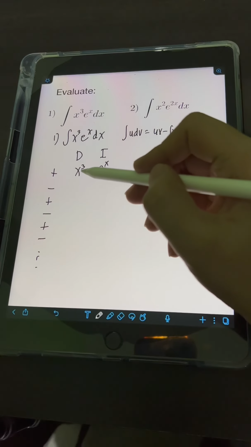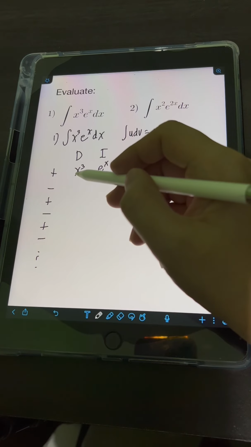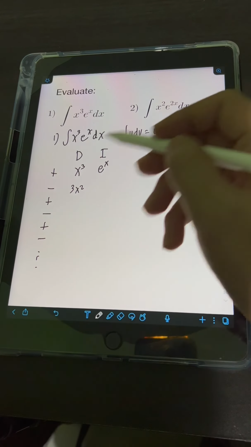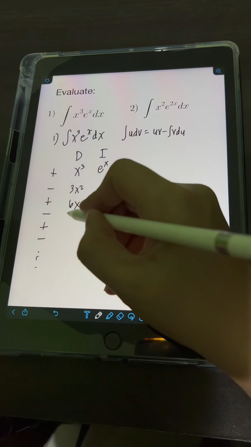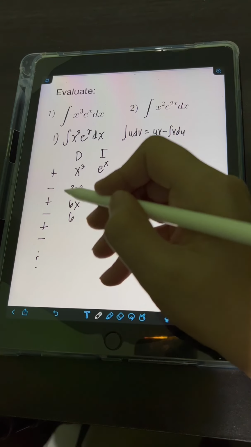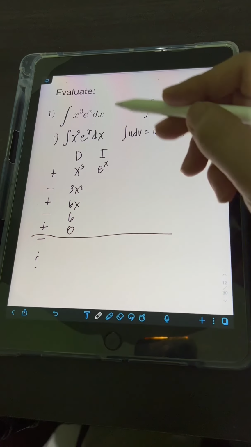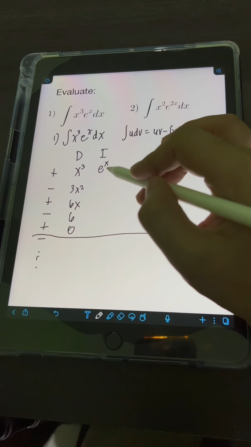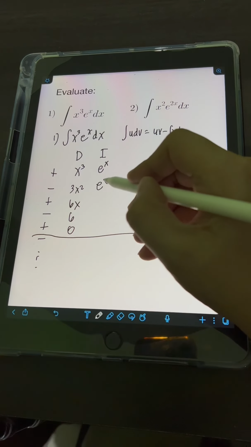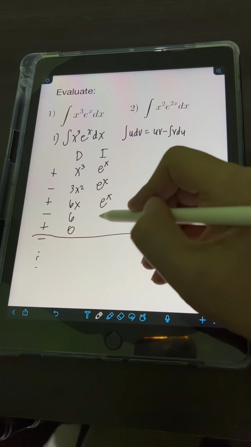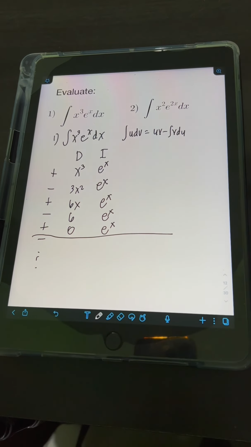The next step is to differentiate x cubed until we reach the derivative of 0. The derivative of x cubed is 3x squared. Differentiating again, 3x squared gives 6x. The derivative of 6x is 6. Then the derivative of 6 is 0. Since we have reached the derivative of 0, we stop here. We also need to integrate e raised to x four times. The integral of e raised to x is e raised to x, and each time we integrate again, it is still e raised to x.